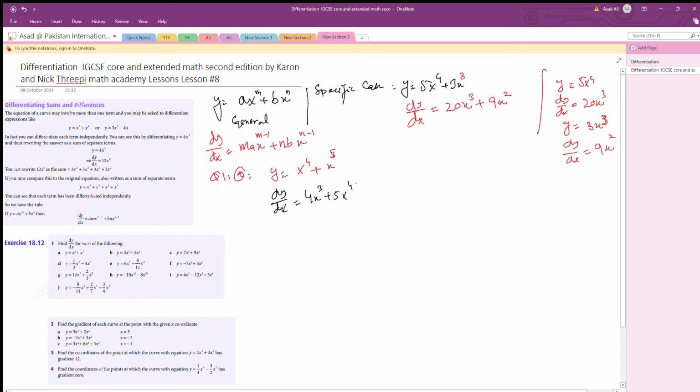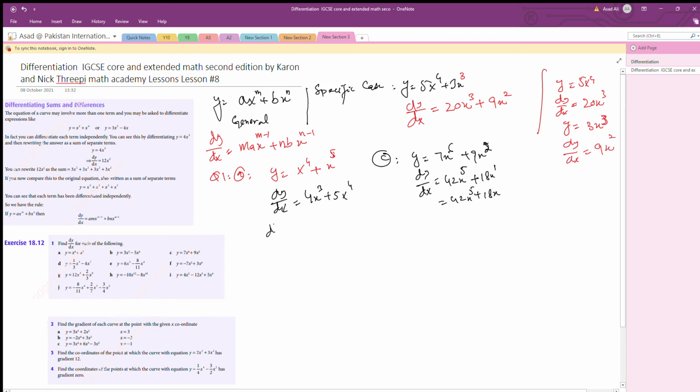That's part A. Now I'm doing part C. Part C is y is equal to 7x power 6 plus 9x power 2. So now dy dx is 42x power 5 and 18x power 1, or 42x power 5 and 18x. That's done.